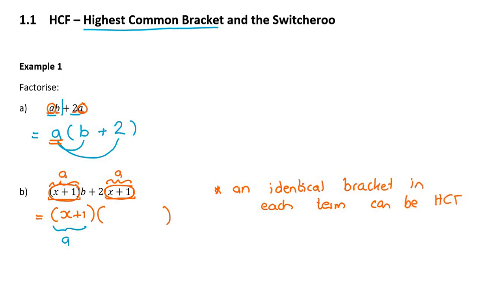So now I say to myself, well, what's left behind? What must I multiply x + 1 by to get (x + 1) and then b? Clearly I'm missing a b. Now what must I multiply x + 1 by to get (x + 1) but times 2? I'm clearly missing a 2. And you'll notice that's exactly the same as question A. It's just that instead of having a highest common factor of A, I've got a highest common factor of an entire bracket. Now this only works when the bracket is absolutely identical. And then I often think to myself, if I've taken this out and I've taken this out, I can clearly see what's left behind. It's b + 2.